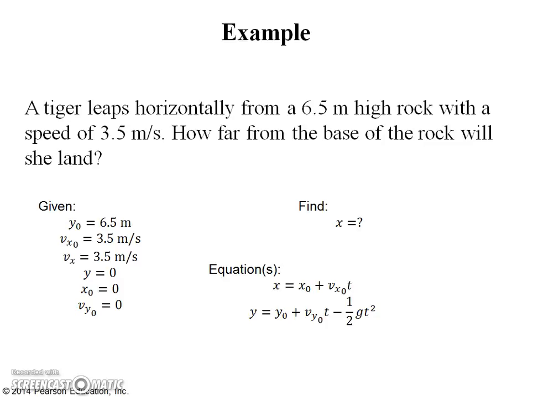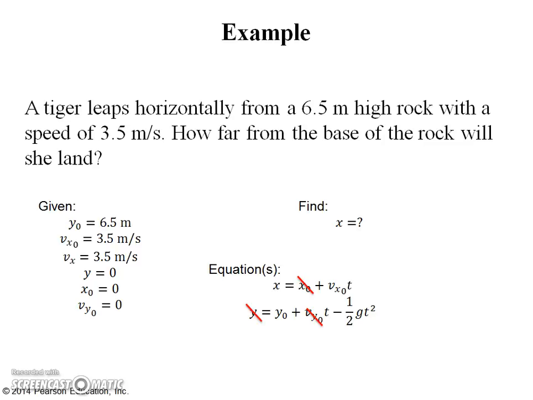The correct equation to use is x equals x0 plus vx0 t. However, we don't know what the time is, and we want to solve for x. So in order to figure out what time is, we can use the kinematic equation in the y direction to solve for time, because it equals in both directions.